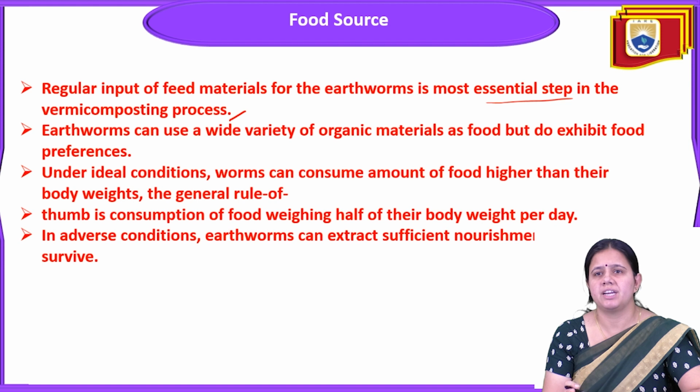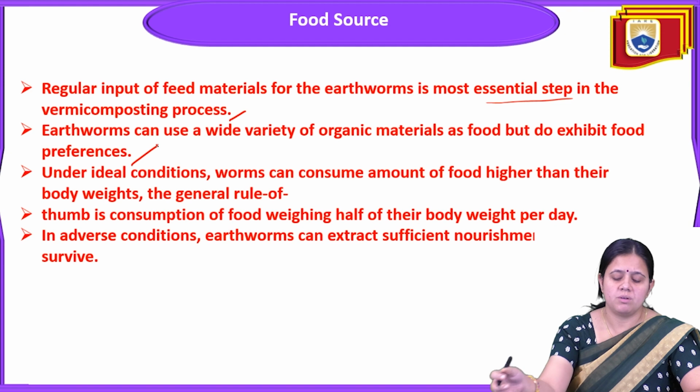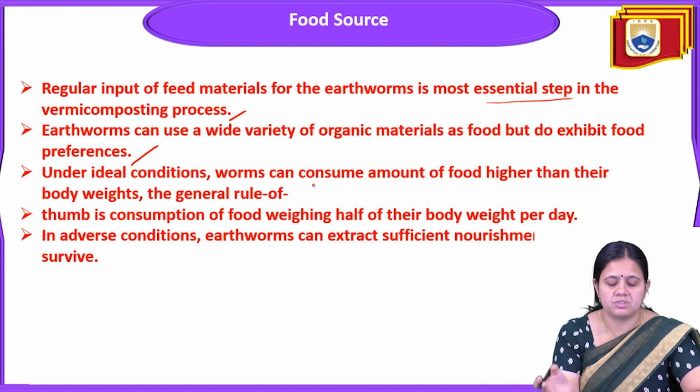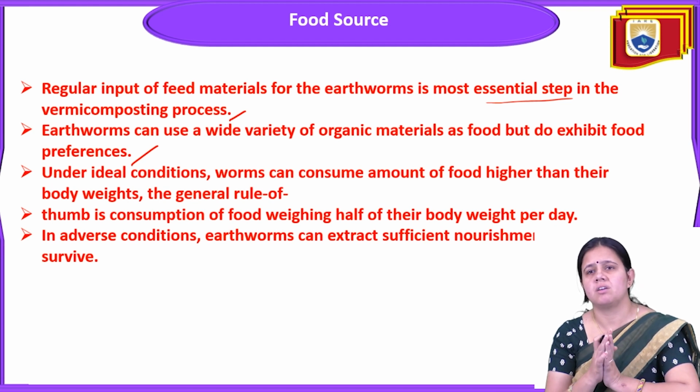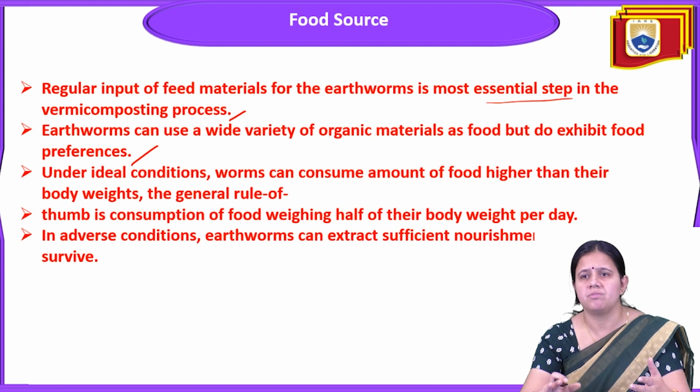Earthworms can use a wide variety of organic materials as food, but they do exhibit food preference. Under ideal conditions, worms can consume amounts of food higher than their body weight, and the general rule of thumb is consumption of food weighing half of their body weight per day. So the amount of food provided should be half of their body weight per day.